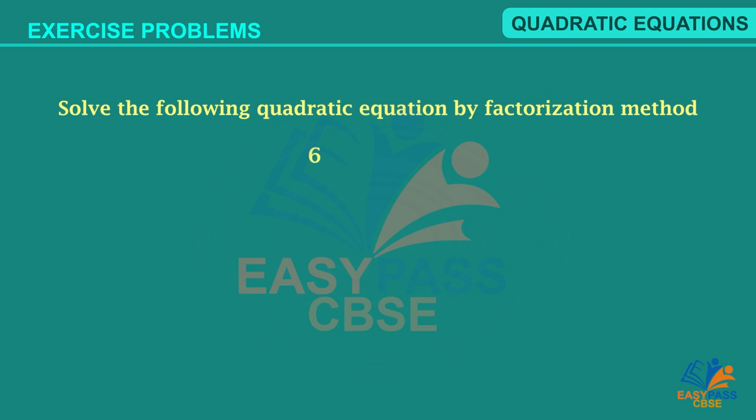Next question is 6x squared plus 11x plus 3 is equal to 0. As usual, the x squared coefficient is 6, the constant is 3, and 6 times 3 is equal to 18. Now, 18 factors, all possible pairs, but we need such a pair that the sum of the factors is 11. The suitable pair is 9 times 2. 18 is equal to 9 times 2, and 9 plus 2 is equal to 11.